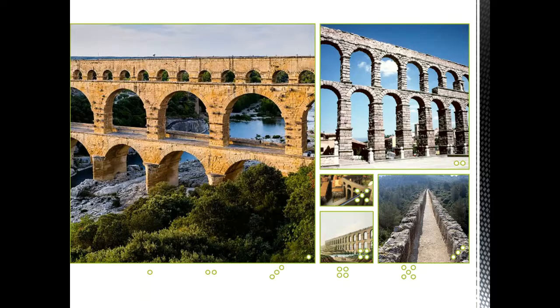Aqueducts required a great deal of planning. They were made from a series of pipes, tunnels, canals, and bridges. Gravity and the natural slope of the land allowed aqueducts to channel water from a fresh source, such as a lake or spring, to a city. As water flowed into the cities, it was used for drinking, irrigation, and so on.